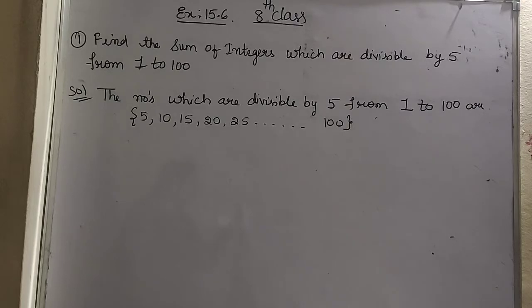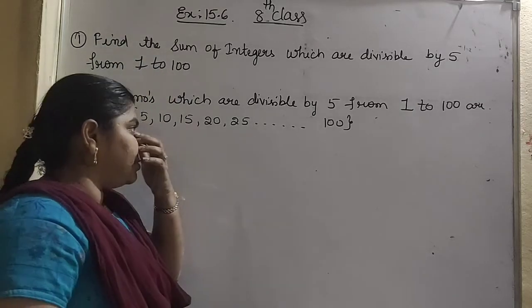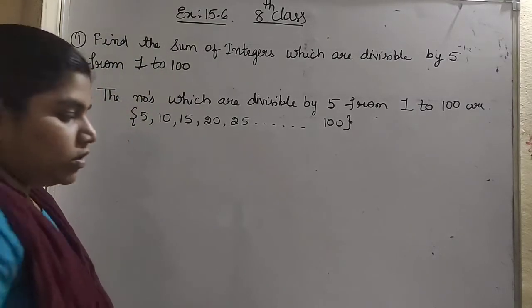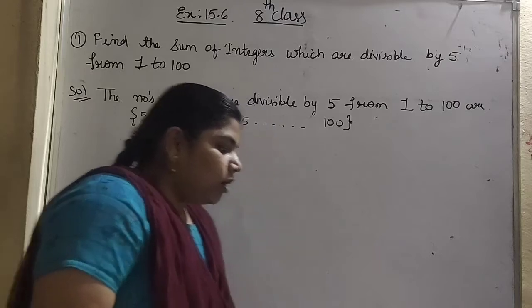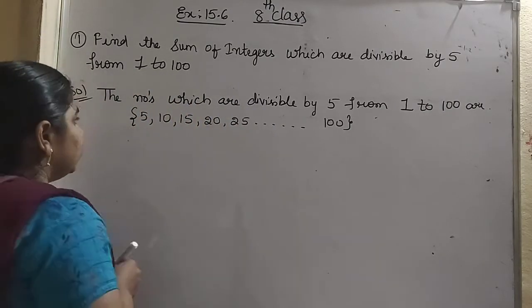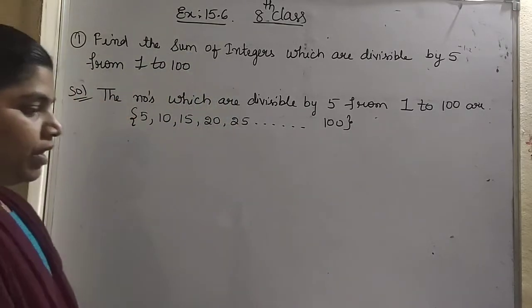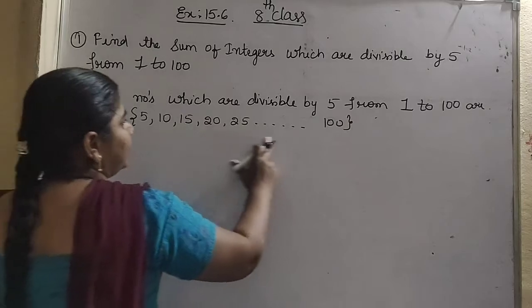So 5, 10, 15, 20, 25 and so on up to 100 are divisible by 5. If you add these all, what value we will get, we have to check. So these are the set of numbers which are divisible by 5. These all are the multiples of 5.